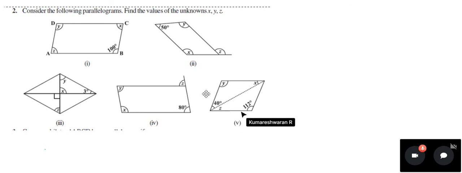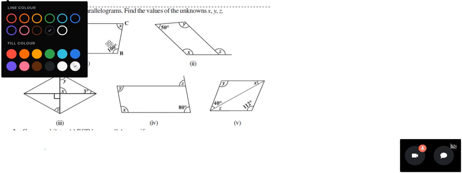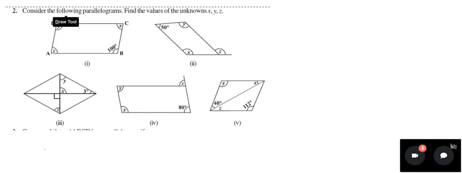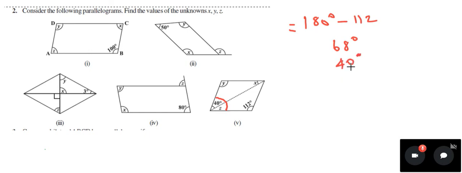Okay, perfect. Which means this complete angle plus this equals 180 degrees. So this complete angle equals 180 minus 112. How much will you get? 68. So this whole angle equals 68 degrees, out of which 40 degrees is already taken. So z will be 68 minus 40, which is 28. Yes, you will get 28. 28 degrees is also correct, nothing wrong.